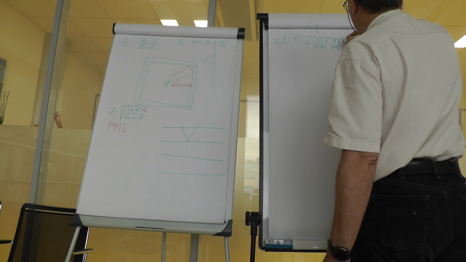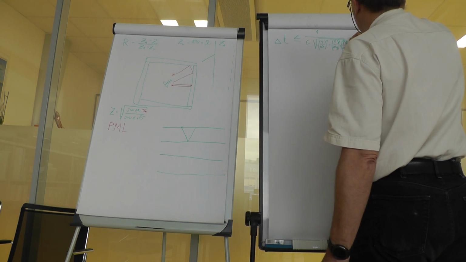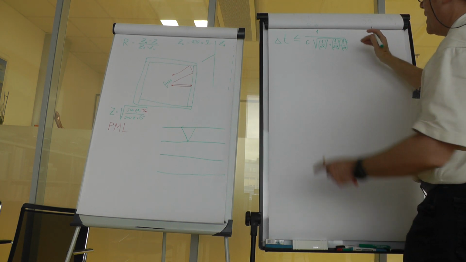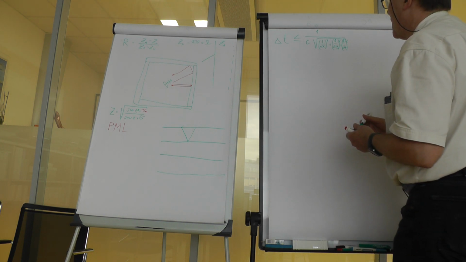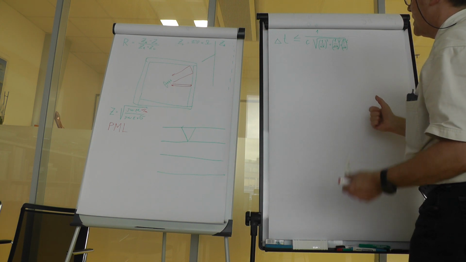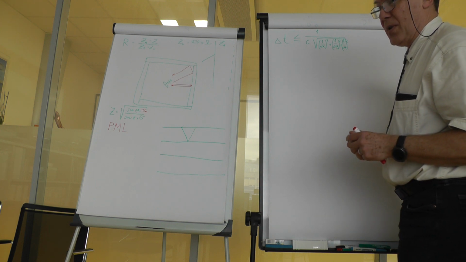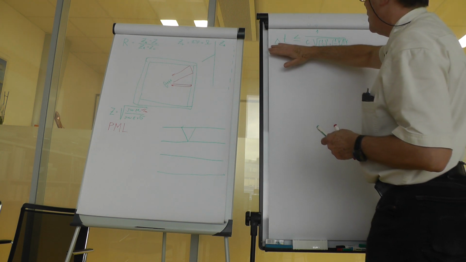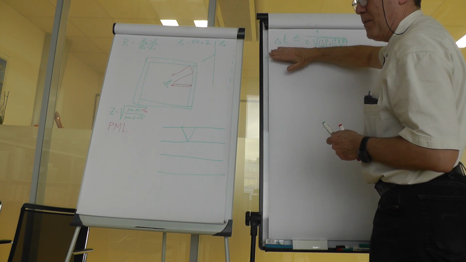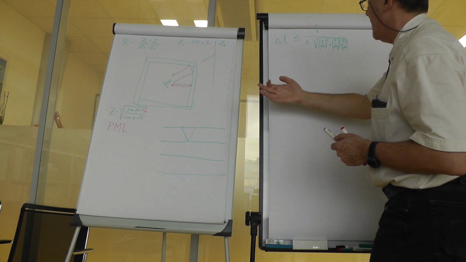plus 1 over delta z squared, or if the discretization steps in x, y, and z are equivalent, you could just multiply the delta x by a square root of 3 and get the result. So this is the condition for stability of a finite difference time domain leapfrog algorithm.